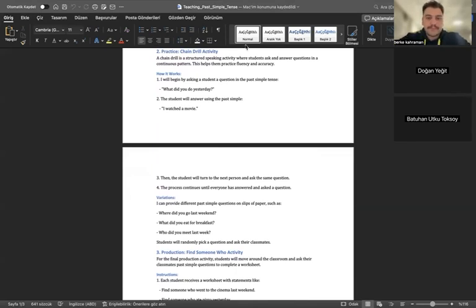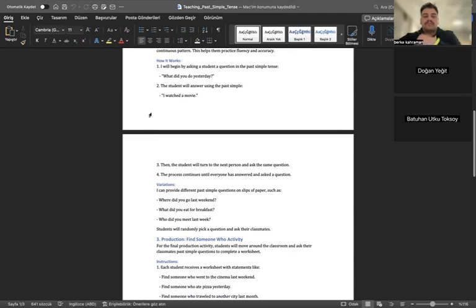Chain drill activity. A chain drill is a structured speaking activity where students ask and answer questions in a continuous pattern. This helps them practice fluency and accuracy. How it works: firstly, I will begin by asking a student a question in the past simple tense, for example, what did you do yesterday? Secondly, the student will answer using the past simple: I watched a movie. Then the student will turn to the next person and ask the same question, and the process continues until everyone has asked a question.